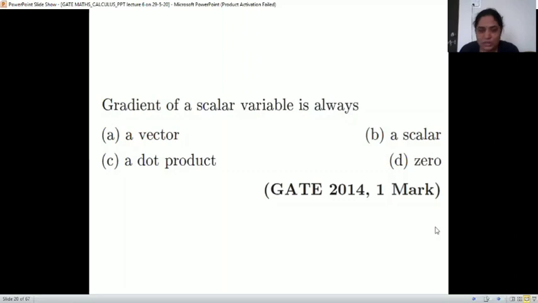Come on, fast, tell me answer. I already told you. Hint: a defined gradient. Gradient is dou phi by dou x i bar, dou phi by dou y j bar plus dou phi by dou z k bar. Whatever is your phi if it is scalar, then what is the obtained product, or what is the final product we obtained?